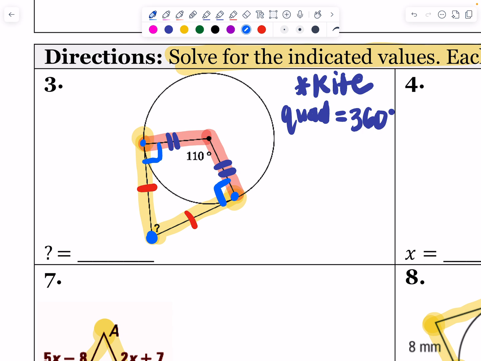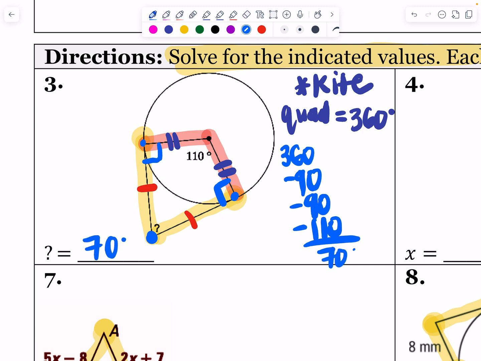So there are two ways you can do this. You could do 360 minus 90. Let's write this vertically. 360 minus 90 minus 90 minus 110. That is one option, okay? And when you do that, that is going to give you 70 degrees. So x is going to be equal to 70. The question mark is going to be equal to 70.